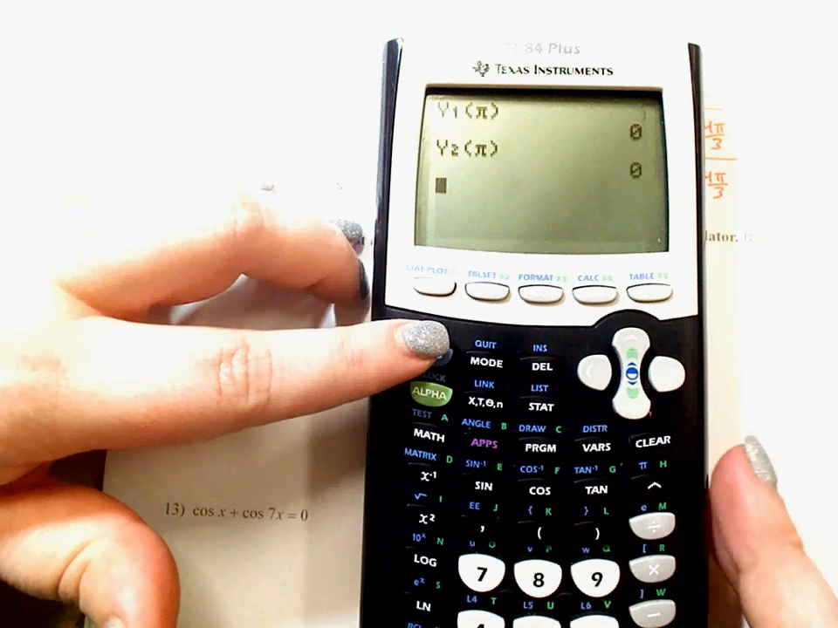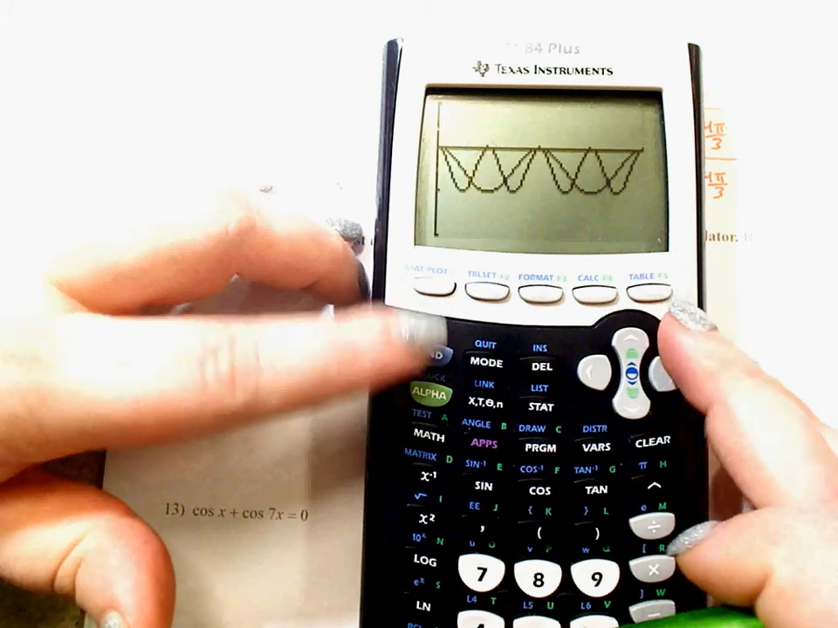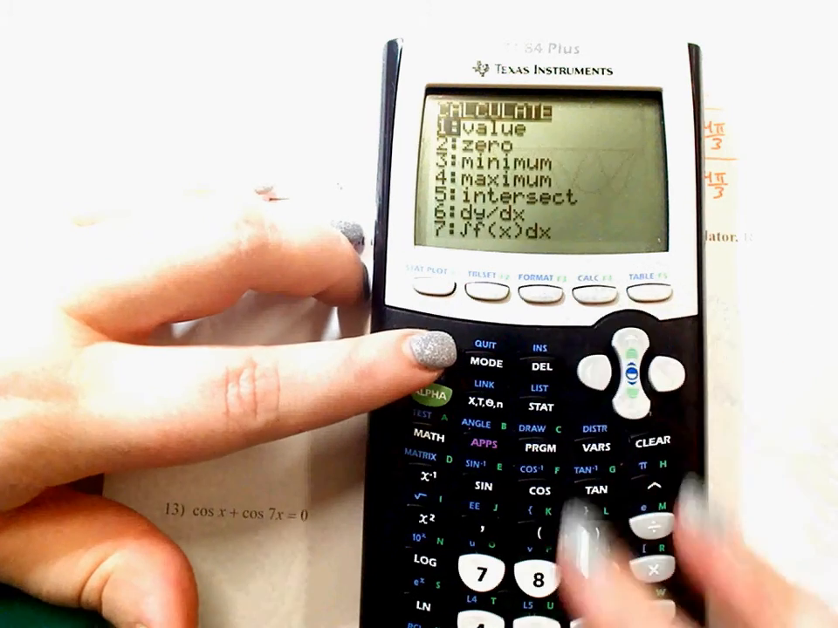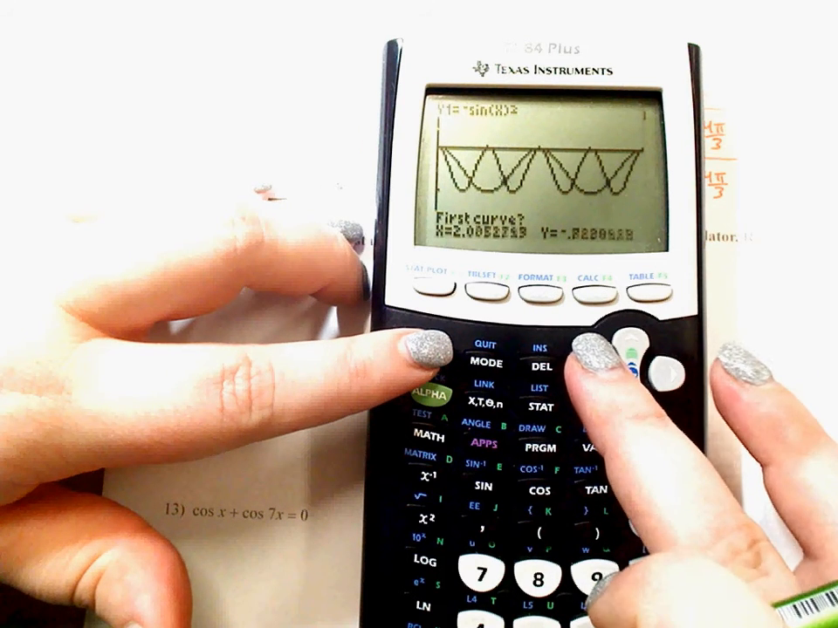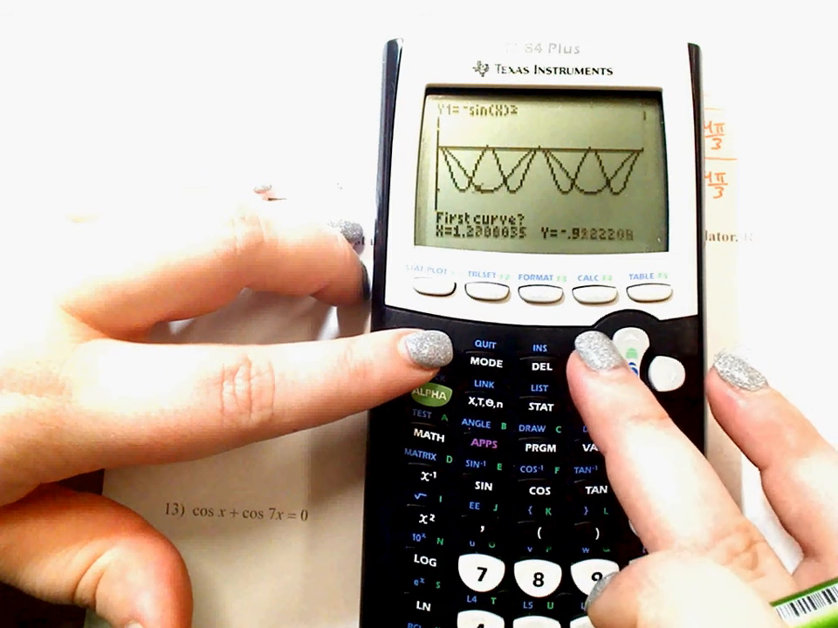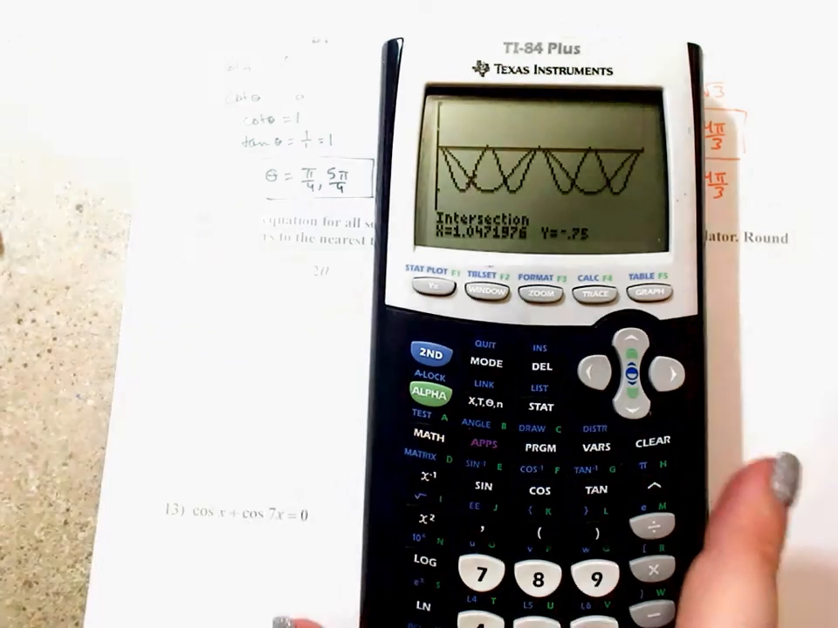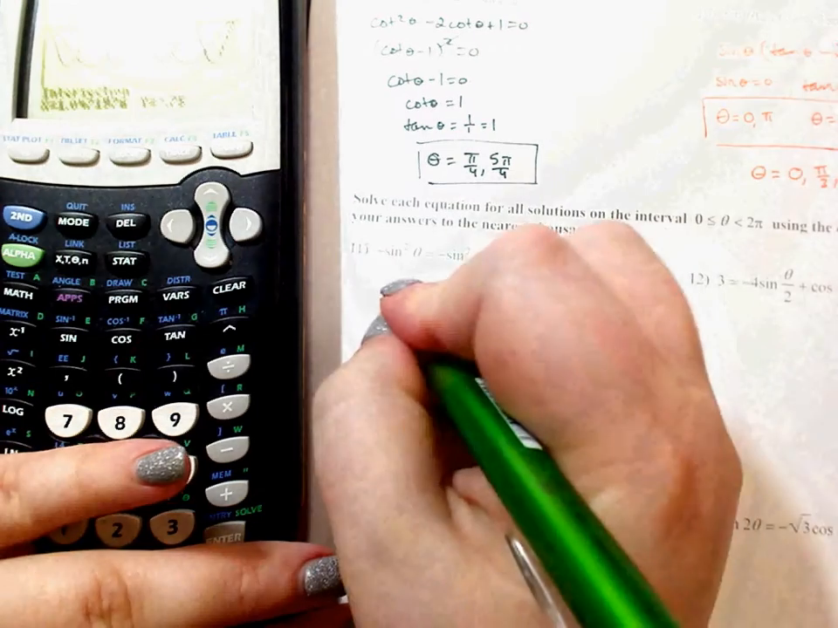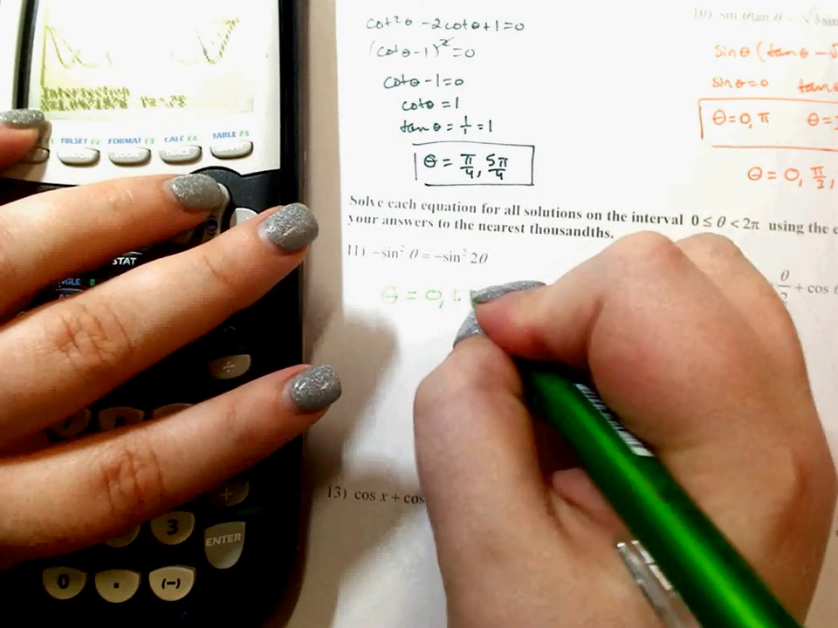As far as the others go, if I'm finding the intersections, I go second calculate number 5. Whichever intersection I'm closest to and I press enter, enter, enter, that's the one it's going to find. So if I press enter, enter, enter, it'll find that first one. So I could say my answers are theta equals 0. The next one is 1.047. 3 decimals, the thousandth place, is fine.